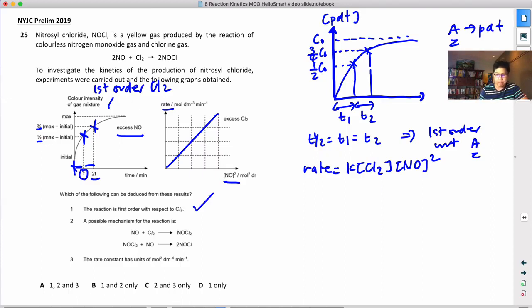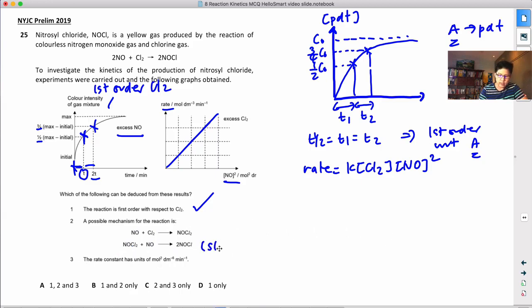So we can imagine, if I add up both of them, I can see that it will give me 2NO plus Cl2. It still gives me the overall equation. So is this a possible mechanism? Let's think. Actually, it is possible. Why is that so? I'm just going to show it to you.